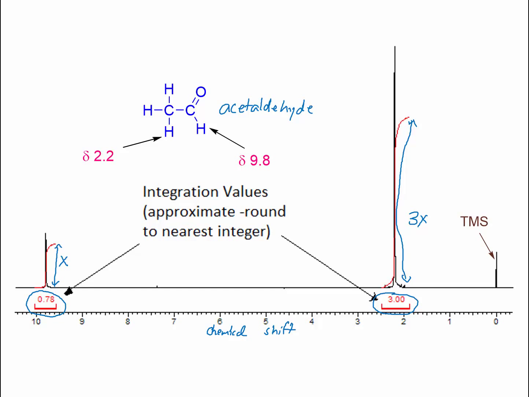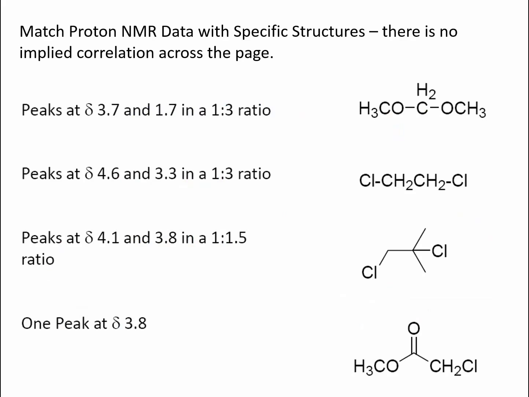It's never precise unless you do things to the spectrometer to slow down the accumulation time or something like that, but it's usually pretty reliable. Okay, so we have a 3-to-1 ratio of these 2 peaks. All right, so we're going to do a problem here.